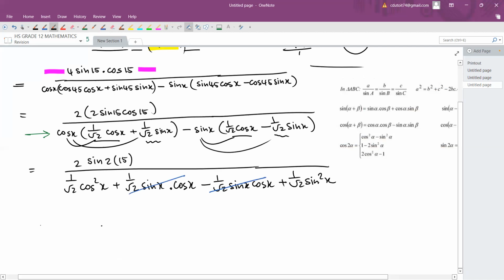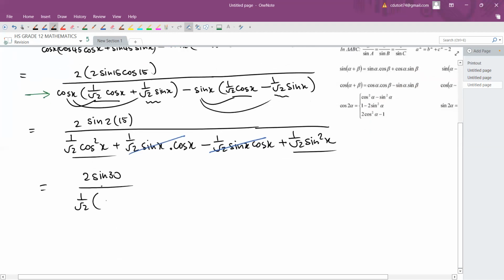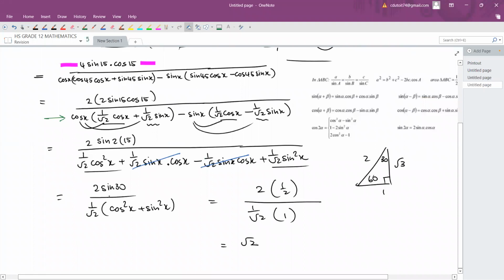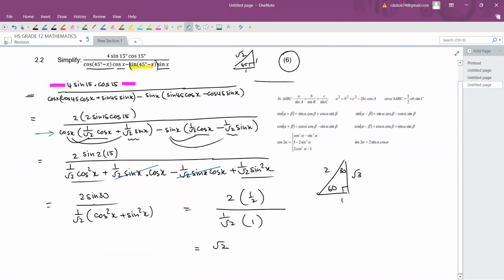Okay, good. Very good. On top, I'll have 2 sin 30. At the bottom, I have what? I'm going to factorize out of those two terms 1 over root 2. Then I get cos square x plus sin square x. And that's 1. So I have 2 and sin of 30 is a half. I just need to draw this triangle to prove it. 1, 2, root 3. So sin of 30 is a half. And then I have 1 over root 2 times 1. And that is root 2.